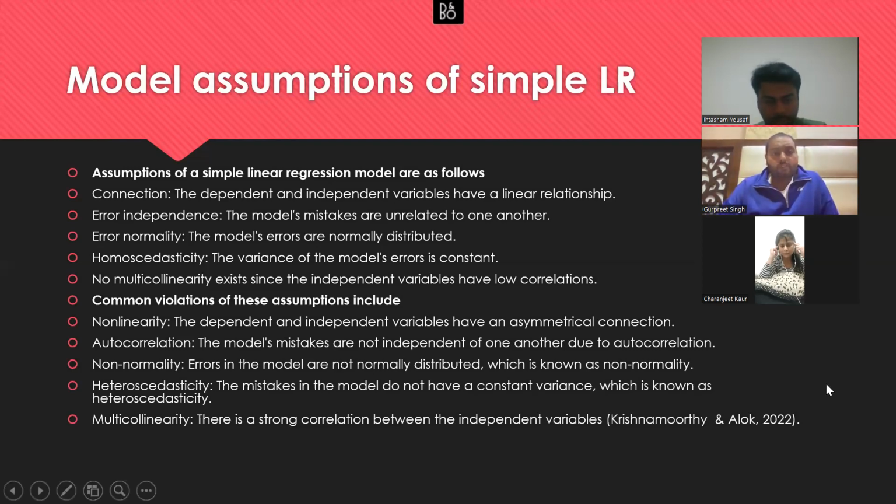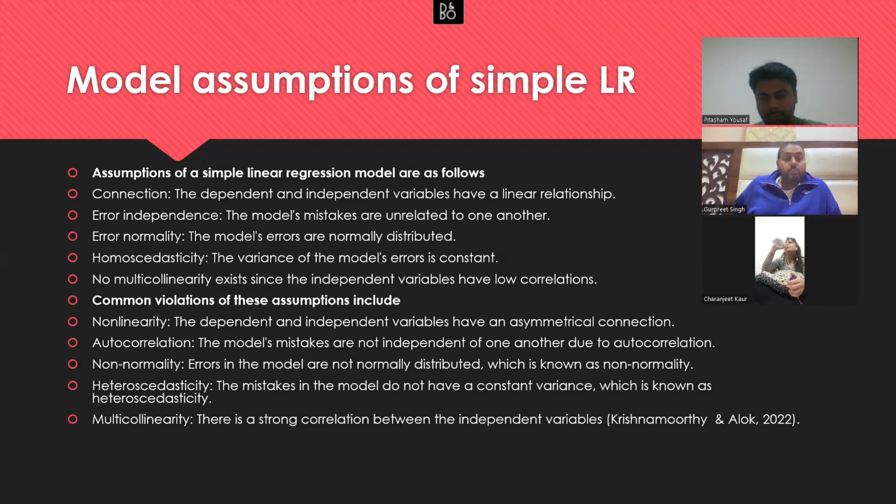Common violations of these assumptions include nonlinearity: the independent and dependent variables do not have a linear relationship. Autocorrelation: the model mistakes are not independent of one another. Non-normality: the errors in the model are not normally distributed. Multicollinearity: there is a strong correlation between independent variables.